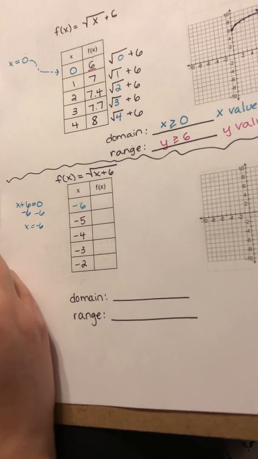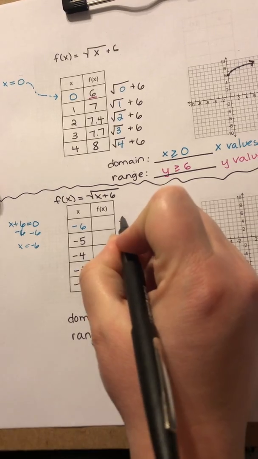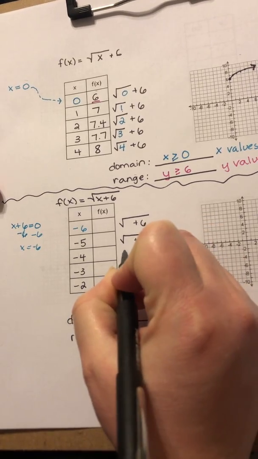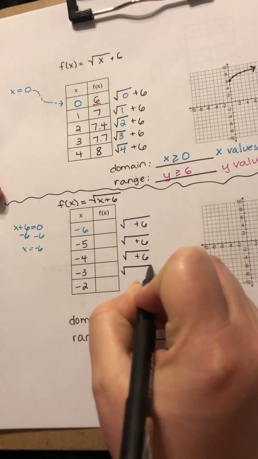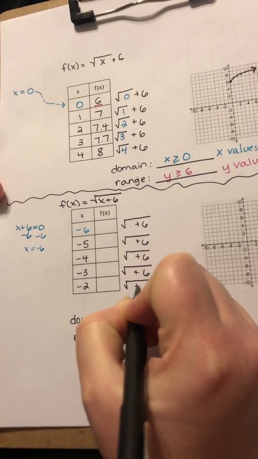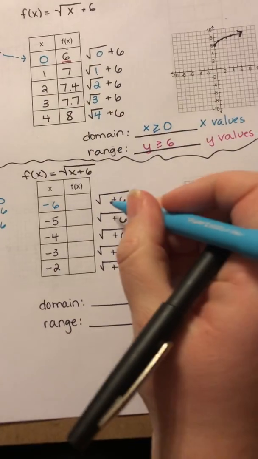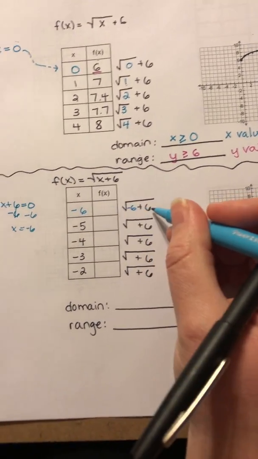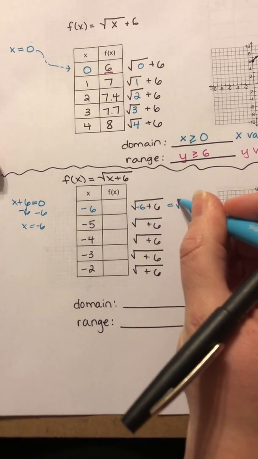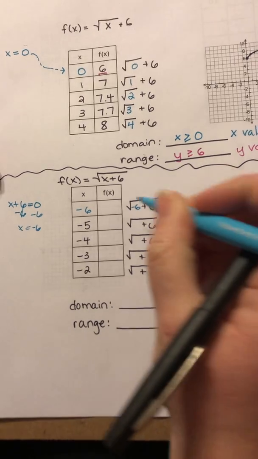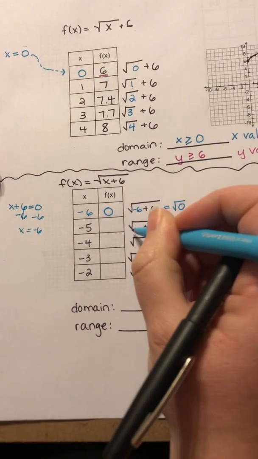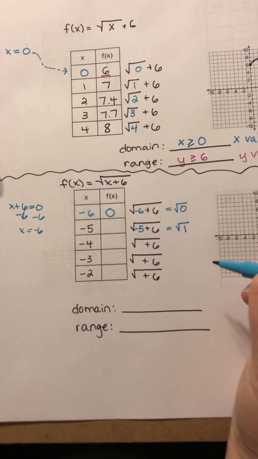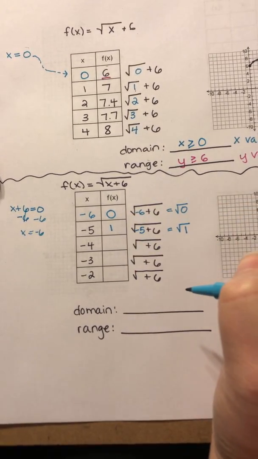So if we plug each of those numbers into our equation, we're going to have -6 + 6 under our radical for the first one. Now, because that +6 is under the radical this time, we actually get to add before we take the square root. So -6 + 6 is 0. So this first part is asking us what the square root of 0 is. Just 0. So if I plug in -5, -5 + 6 is 1. And then take the square root, which is 1.